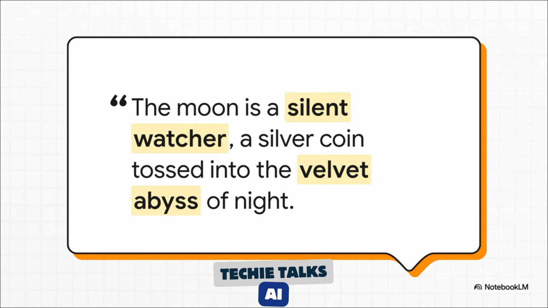So for instance, if you asked a high-temperature AI to describe the moon, instead of just getting, "The moon is Earth's natural satellite," you might get something beautiful and poetic, like this. It's really the difference between reading an encyclopedia and reading a novel.